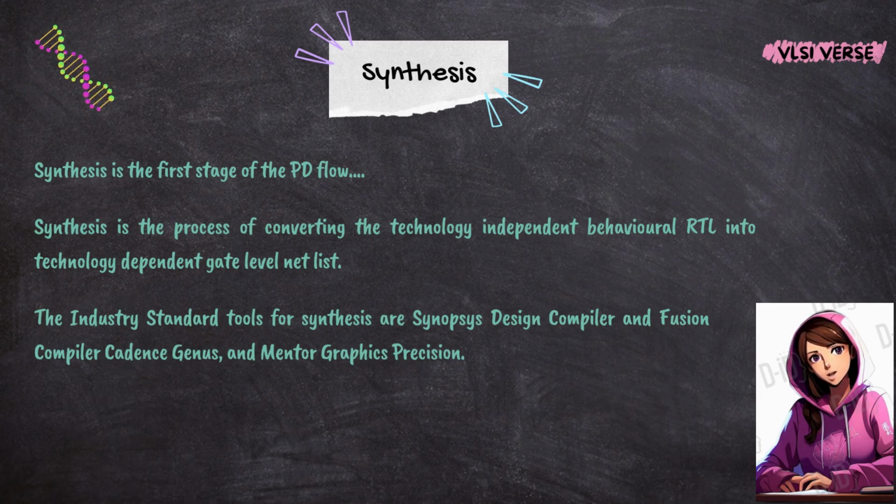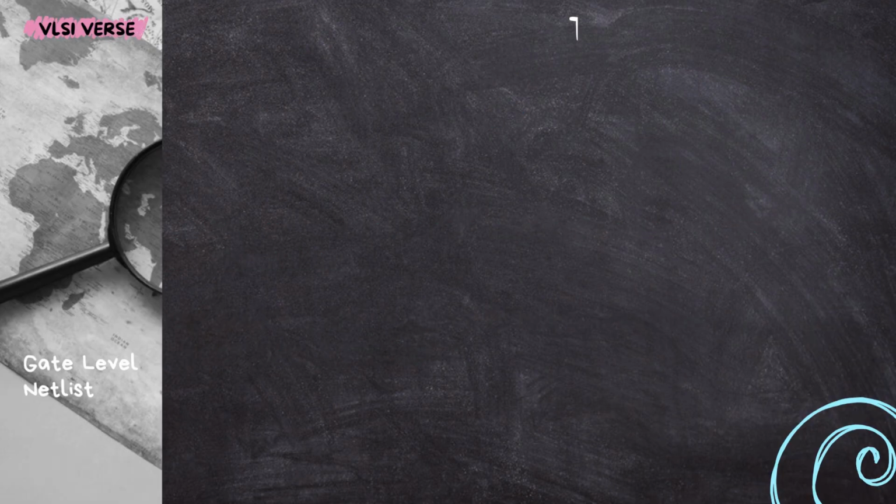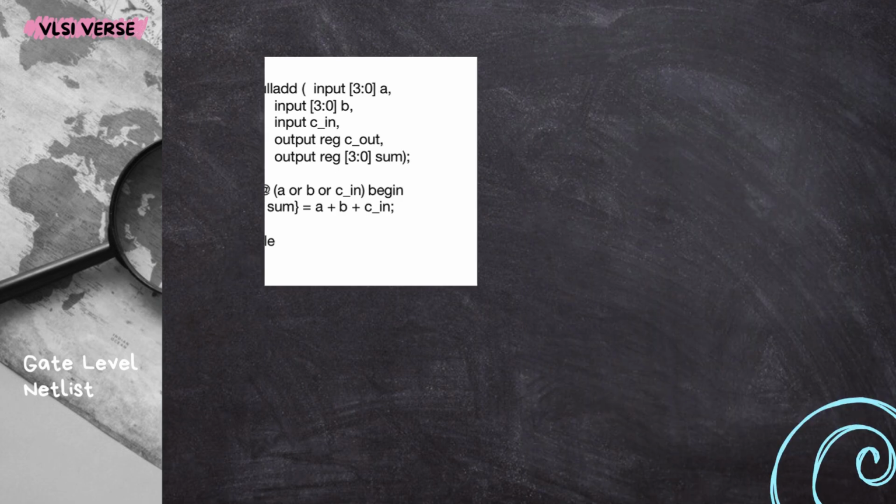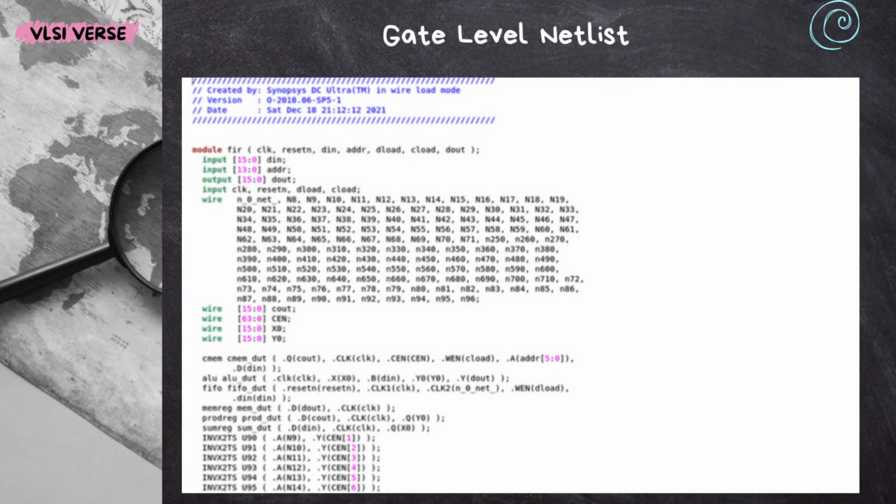So, what does synthesis really do? At its core, it takes RTL code, that's register transfer level, the high-level description of your circuit, and converts it into a gate-level netlist. Think of RTL as your circuit's DNA and synthesis as the process of expressing that DNA into actual cells, or in our case, gates. Of course, like any craft, synthesis requires tools. The industry's favorites include heavyweights like Synopsys Design Compiler or Fusion Compiler and Cadence Genus, etc.